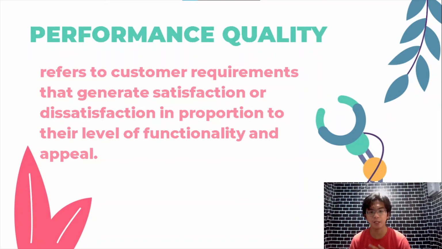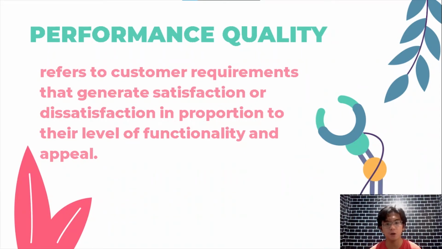If the light bulb we buy for our homes lasts long, that is good. And on the other hand, if the light bulb you bought is not that productive or its performance is not good, automatically, it will not satisfy the customer, and it may also dissatisfy them. So the key point here in performance quality is that the more effective the performance or functionality, the higher the satisfaction from the customer.